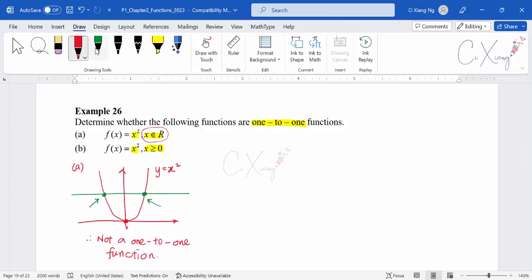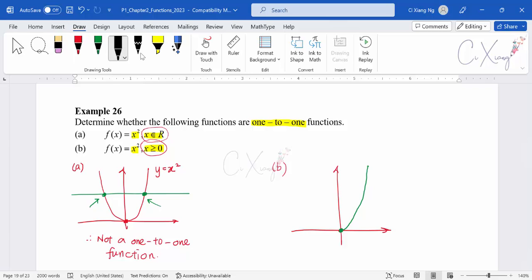And how about part B? For part B, I still have the expression x squared, so by right it will still look like a U shape. Now, since they say I only want to consider the domain where x is greater than or equal to 0, I only want to consider this part of the graph. So my final graph will look something like this. I only want the half part of the complete U shape, because this is the domain for x greater than or equal to 0.